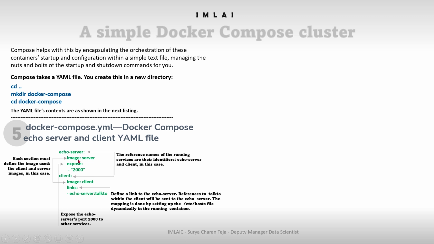Here we are using images directly. Each section must define the image used, the client and the server images. So in this case we have two images, client and server. And finally, you expose the echo server's port 2000 to other services. And here we have defined the link. So we define a link to the echo server. References to echo server within the client will be sent to the echo server, and the mapping is done by setting up the /etc/hosts file dynamically in the running container.